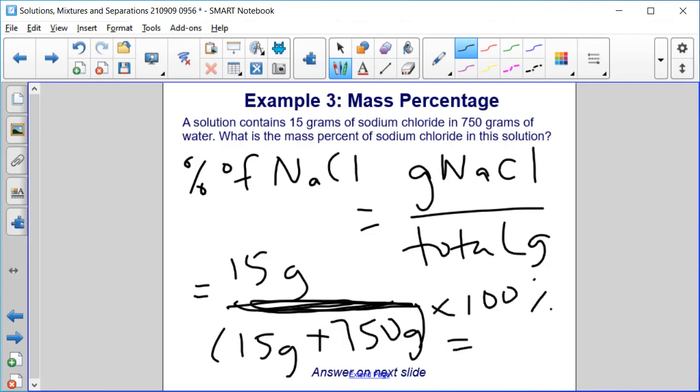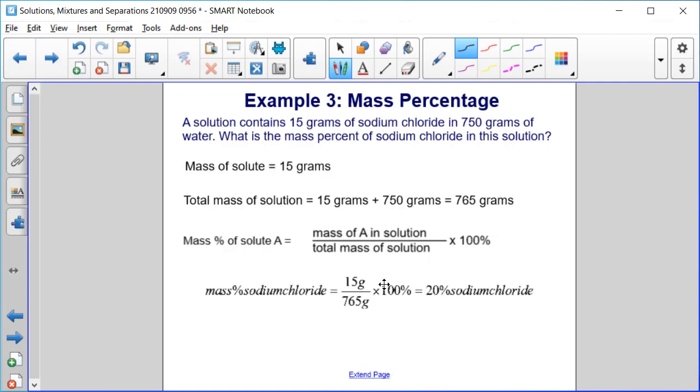We do that, so 15 divided by 750 plus 15 is 765. It's 0.02. And then times 100 is about 2%. Okay, about 2%. So again, let's head to the next slide just to confirm.